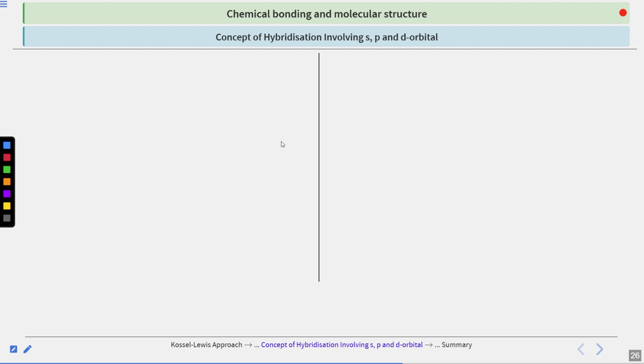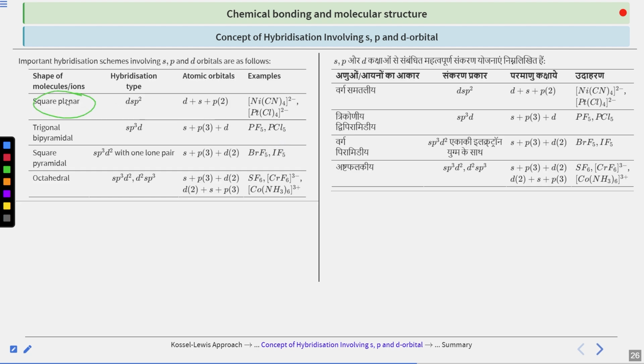Next, some examples. If you take square planar, it is dsp2, and the examples are Ni(CN)4 2 minus and PtCl4 2 minus. If it is trigonal bipyramidal, then sp3d hybridization is possible, which requires 1s, 3p and 1d, and examples are PF5 and PCl5. If it is square pyramidal, then sp3d2 is the one, and the molecules are BrF5 and IF5. Octahedral can take sp3d2 and d2sp3 both hybridizations, and that would result in SF6, Co(NH3)6 3 plus and CrF6 3 minus.